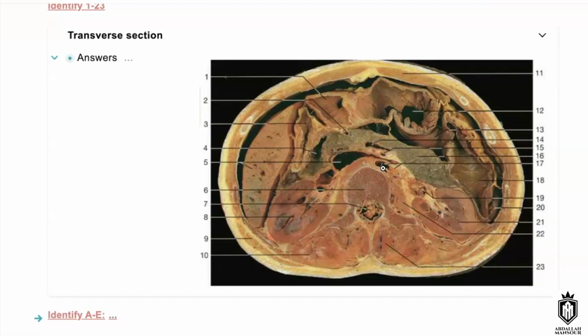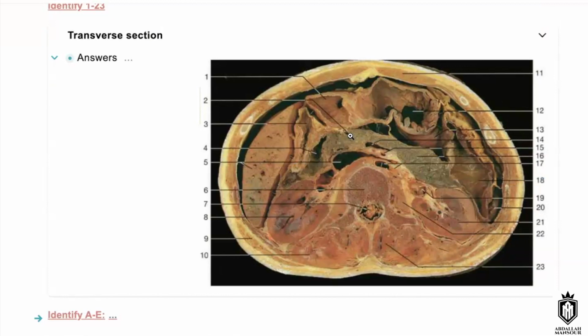And what about number 5 then? 5 is the inferior vena cava. What about number 14? Is this 14, the one I'm pointing to? Number 14 is the superior mesenteric vein. And obviously it's inside a bigger structure that's green in color. Number 16 is the pancreas. Well done. And what is number 2?